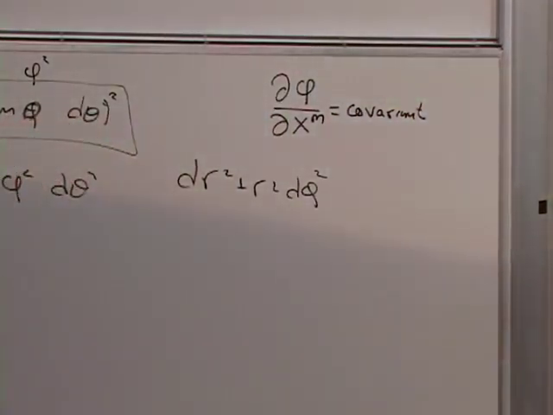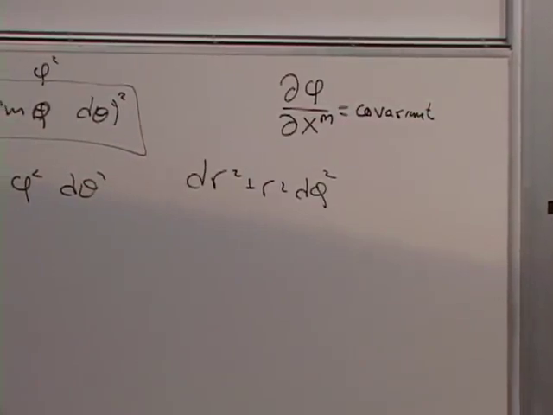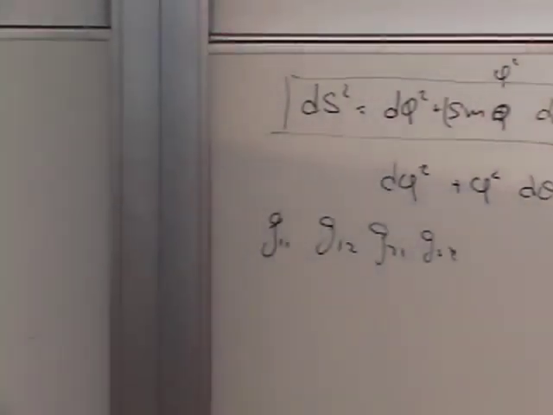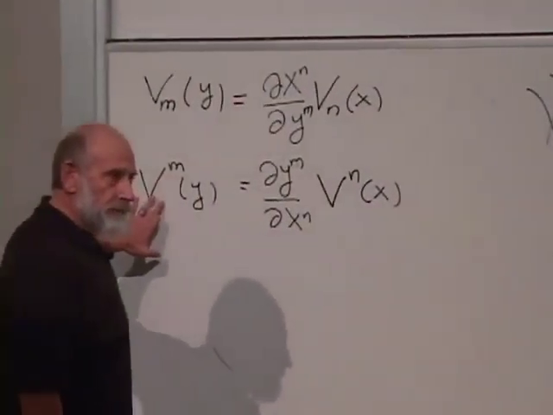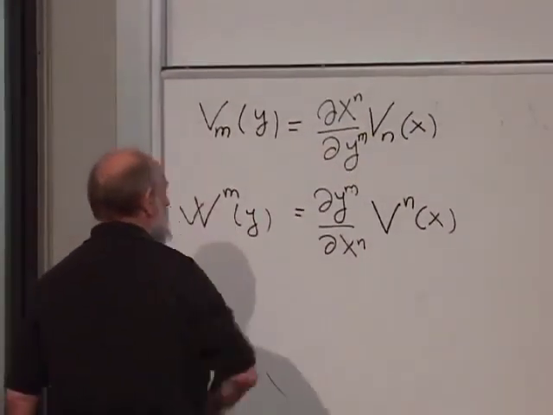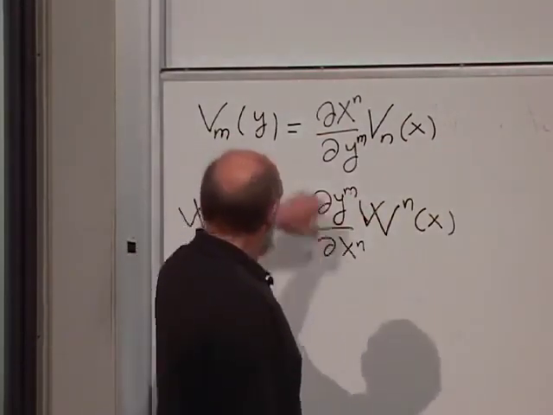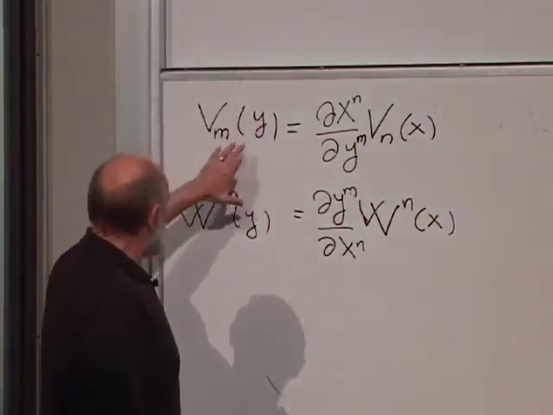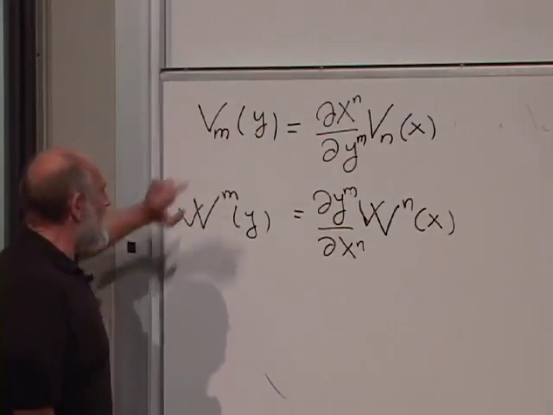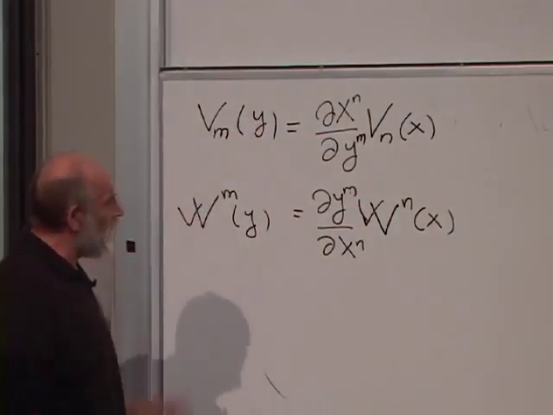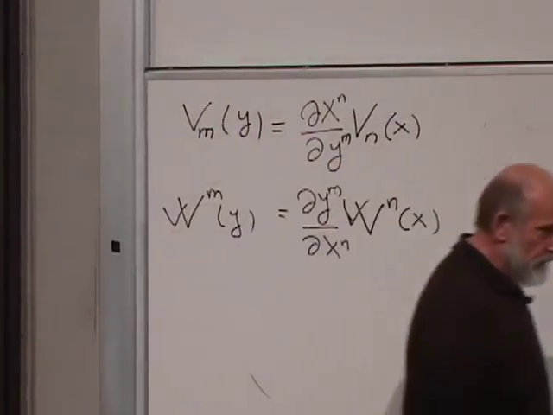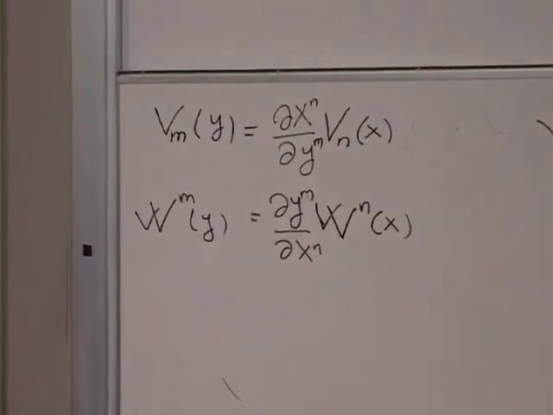Don't try to think of now of the connection between covariant and contravariant. They're different objects for the moment. So I shouldn't have called them by the same letter. I just don't want to run out of letters, so I'll call them both V. Let's not. Let's call it W. Okay. This is the transformation property of a covariant object. This is the transformation property of a contravariant object. And they're not the same thing.